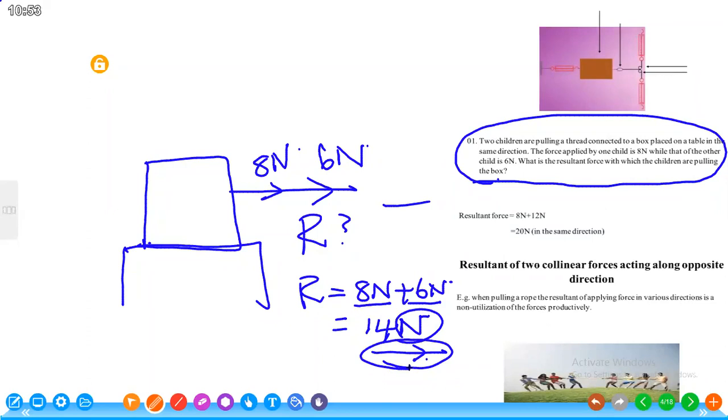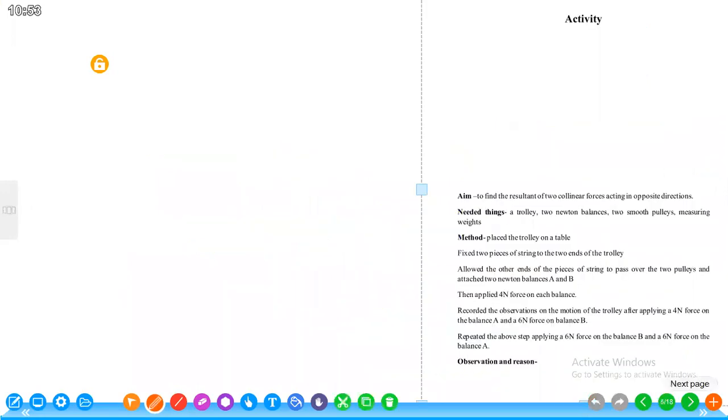Right. Okay, can I move to the result of two collinear forces acting along opposite directions? This is another type of resultant force. One example is pulling a rope. The figure shows one example.